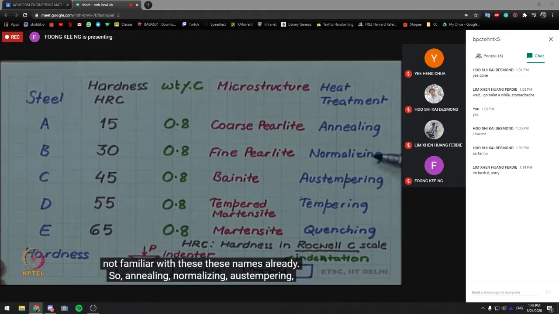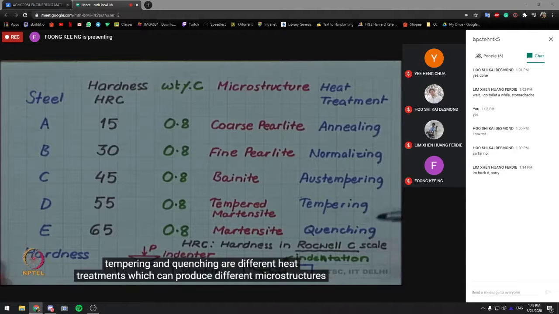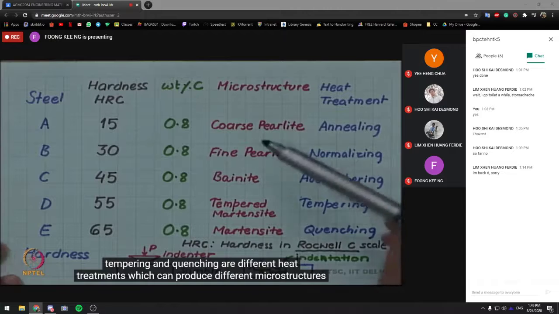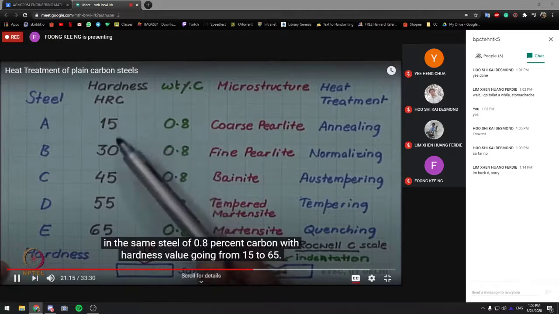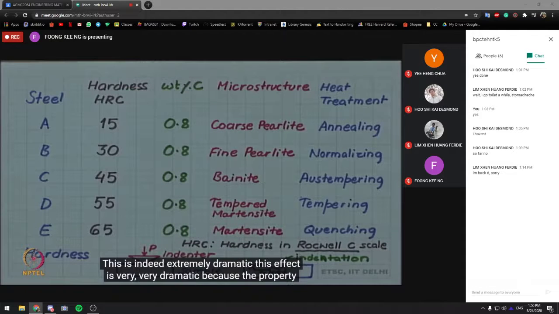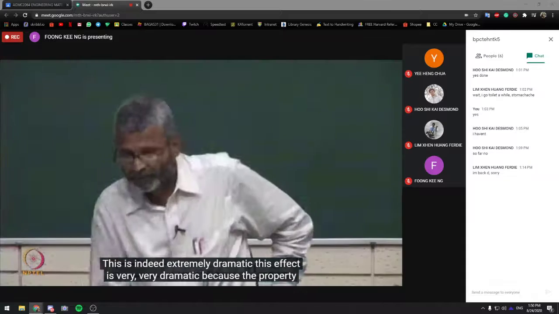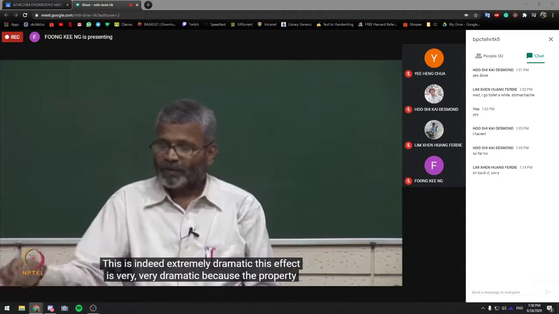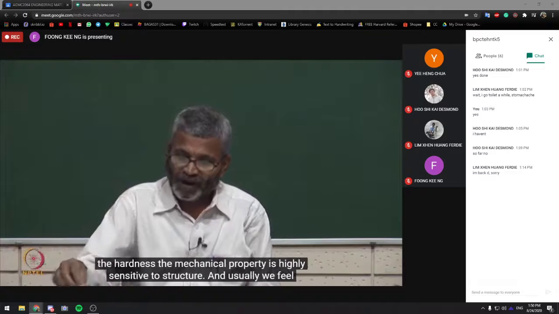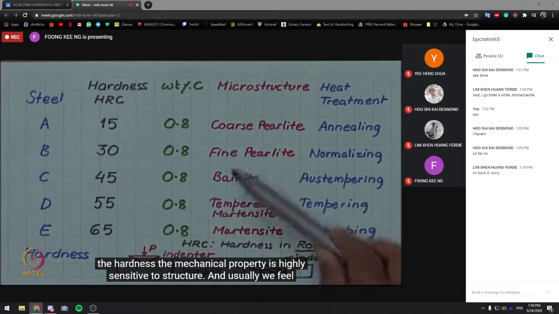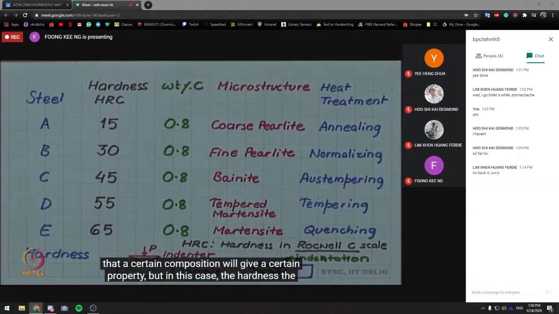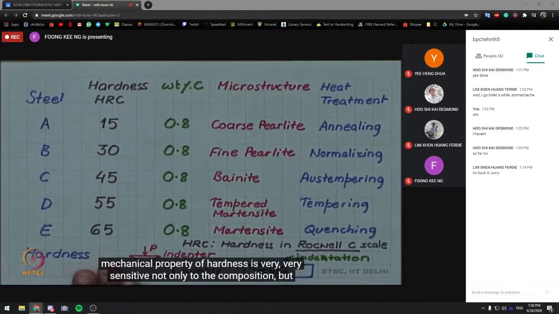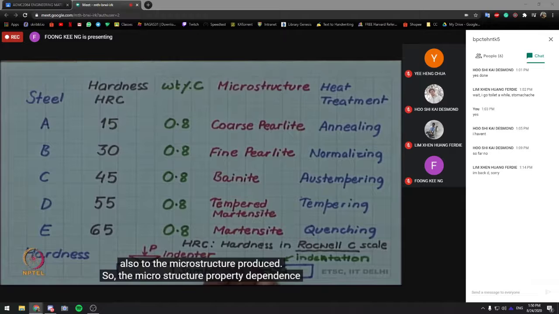So annealing, normalizing, austempering, tempering, and quenching are different heat treatments which can produce different microstructures in the same steel of 0.8% carbon with hardness value going from 15 to 65. This is indeed extremely dramatic. This effect is very, very dramatic because the property, the hardness, the mechanical property is highly sensitive to structure. And usually we feel that a certain composition will give us certain property, but in this case the hardness, the mechanical property of hardness is very, very sensitive not only to the composition but also to the microstructure produced.